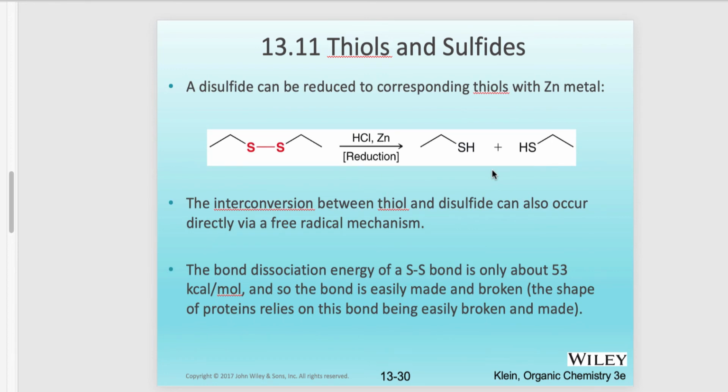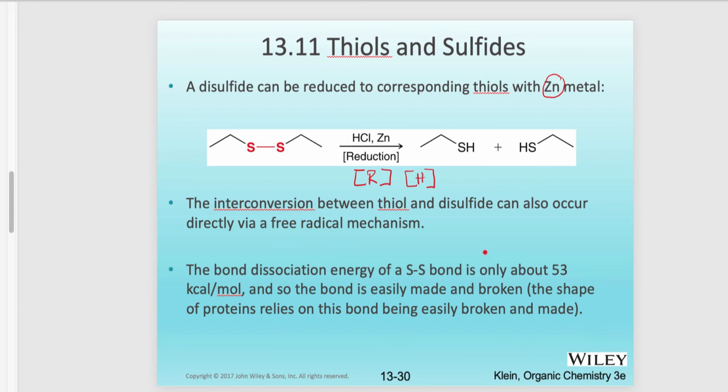We can also take a disulfide bond and reduce it. We're utilizing zinc metal. This is a reduction. Sometimes you just see either an R or an H, as we tend to increase the bonds to hydrogen. So we're replacing two sulfur bonds with SH bonds. So that's a reduction. They can occur via a free radical mechanism.